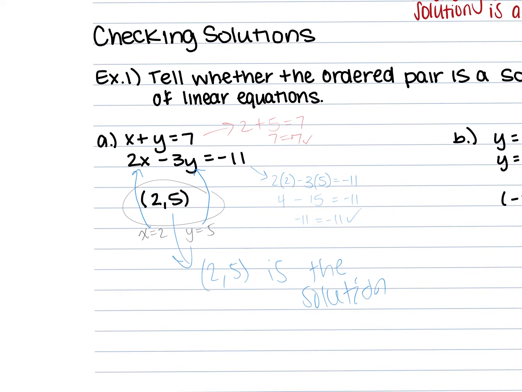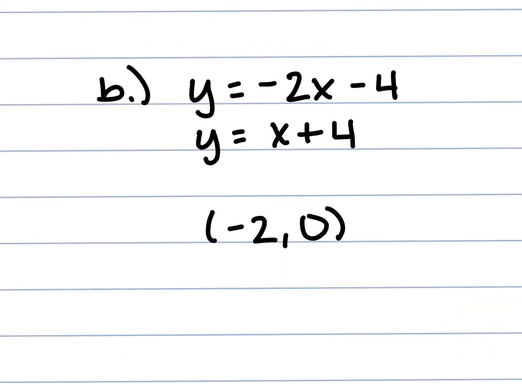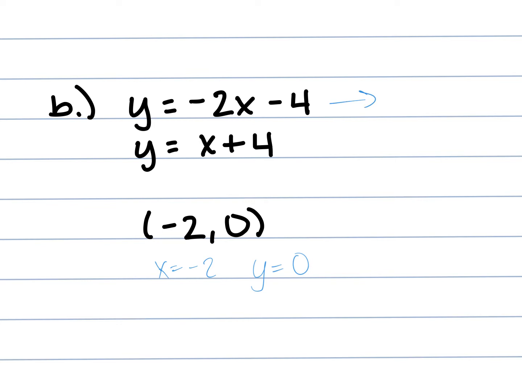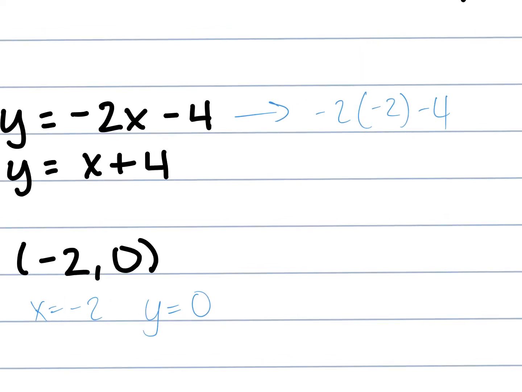So, in B, okay, we're going to do the same thing. What am I plugging in for x? Negative 2. X is going to be equal to negative 2. And y is going to be equal to 0. Plug it into the first one. What do I get? Emma, what do I get? Negative 2 times negative 2 minus negative 4 times 0. Wait.